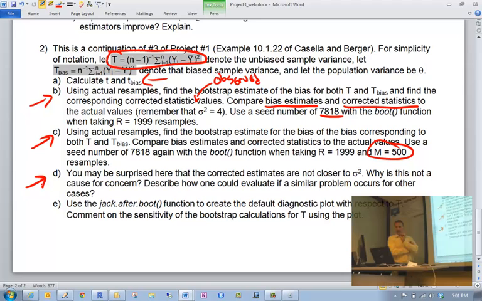The corrected estimates, again, these are observed values, are not closer to sigma squared. Why is this not a cause for concern? Describe how one could actually evaluate if a similar problem occurs for other, let's say, samples. It just gets into the idea of the difference between the statistic in terms of the random variable versus the observed value, without going into too much detail.